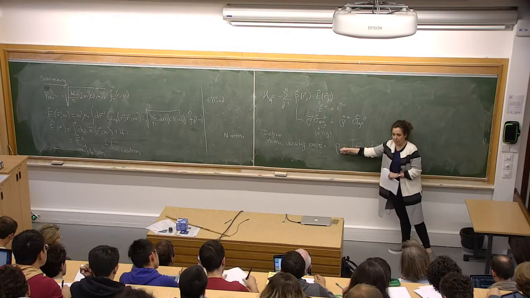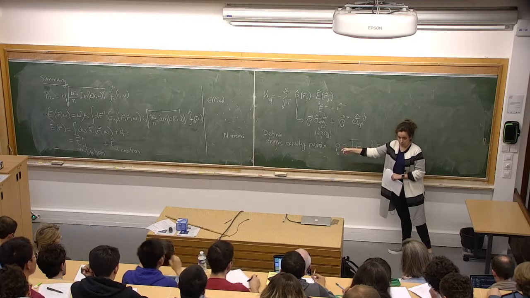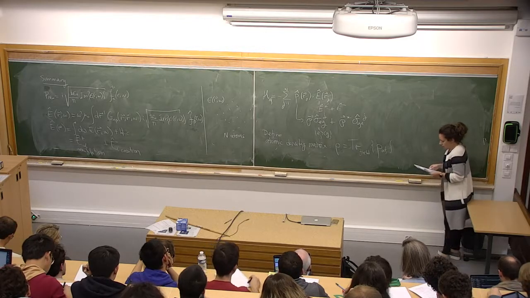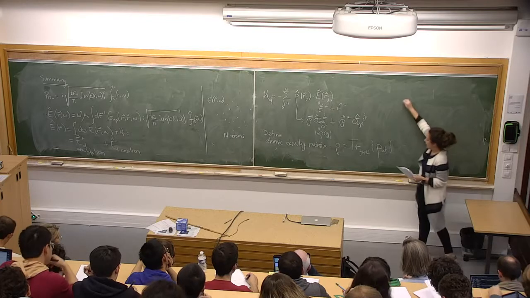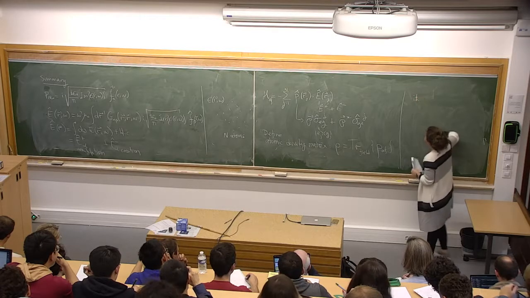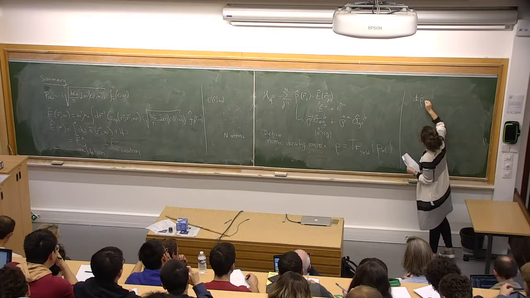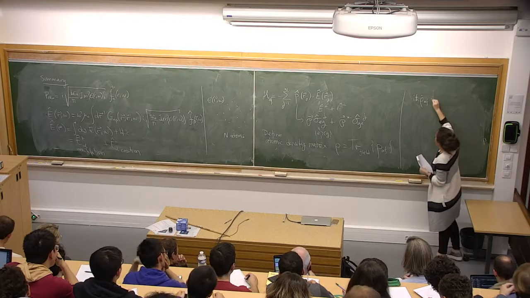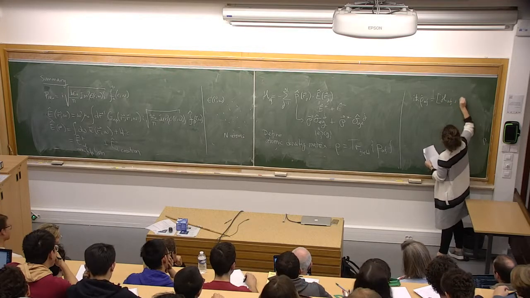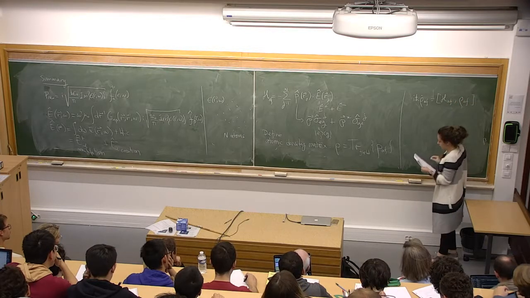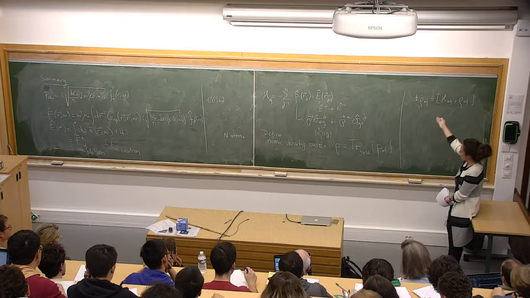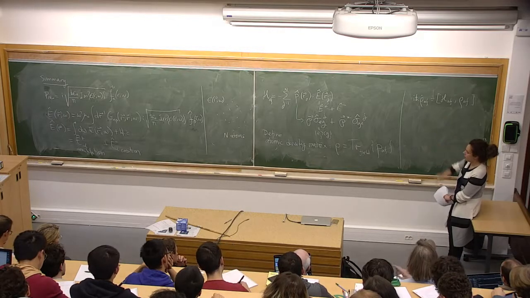This density matrix only describes atoms, and it does so because I have traced over the photons. Then I can write the evolution of this density matrix: i h bar d rho_AF over dt is the commutator of the Hamiltonian with the density matrix. This is in the interaction picture.